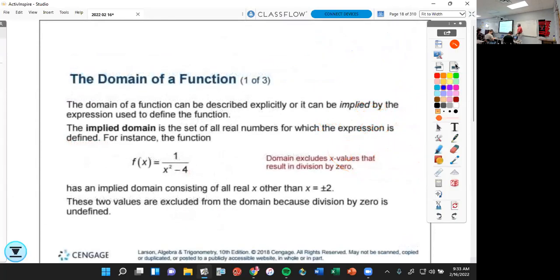The domain of a function can be described explicitly, or it can be implied by looking at the equation. Folks, any equation you're looking at, any function, you're going to start with saying the domain is all real. That's where you start, always. I start off by saying the domain is all real. And then we look at it and say, okay, but are there any problems? Now, I don't have to tell you where the problems are. It's going to be implied.